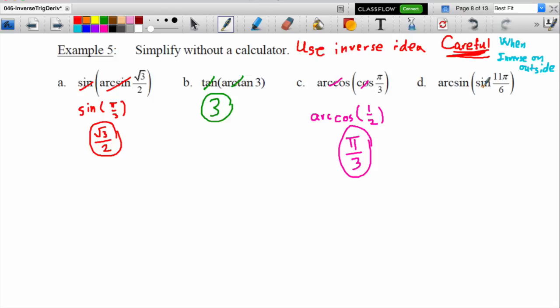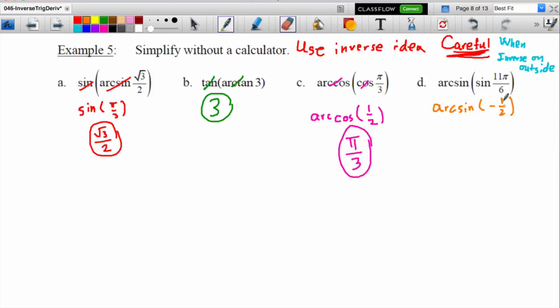Arcsine of sine of 11 pi over 6. So if you went gung-ho and just said 11 pi over 6, you're exactly wrong. Nope. It's not going to work out. So what you want to do is be careful. Well, what's sine of 11 pi over 6? Sine of 11 pi over 6 is negative 1/2.